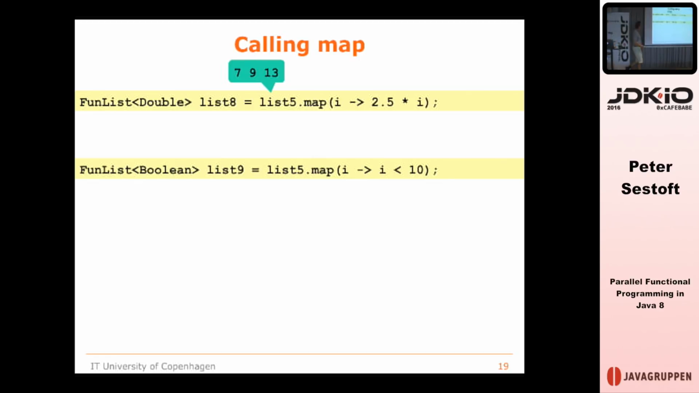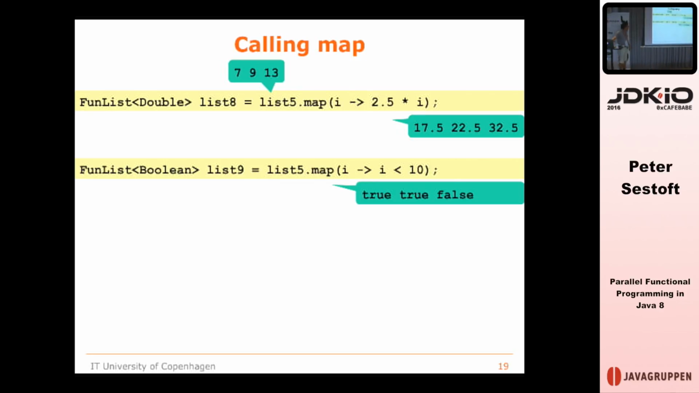For instance, if we have some list with elements 7, 9, and 13 from the previous slide, we can map on that the function that multiplies by 2.5. This is a list of integers, and this is a function from int to double, so we get a list of doubles, which contains these three elements multiplied by 2.5. And we can apply all sorts of other things, like a predicate that takes an integer and returns a boolean, whether this thing is less than 10 or not. And it will return true, true, false. And that will be a list of booleans.